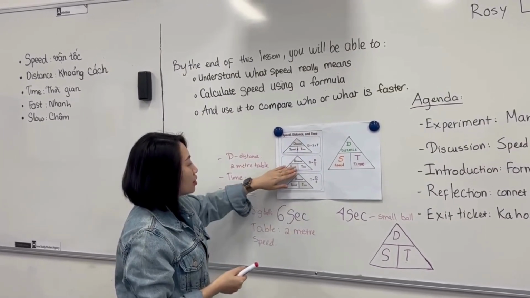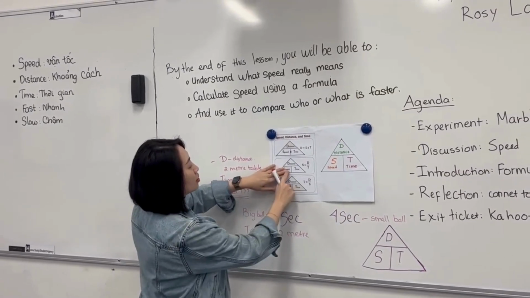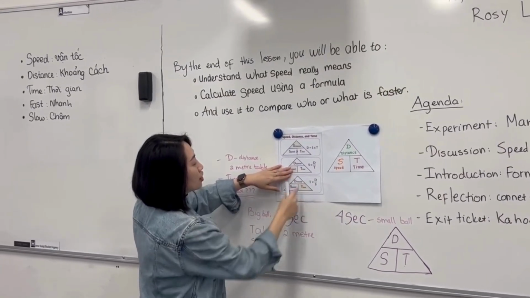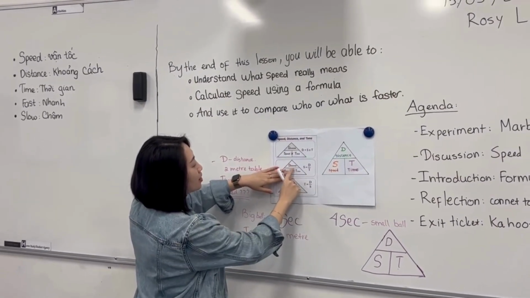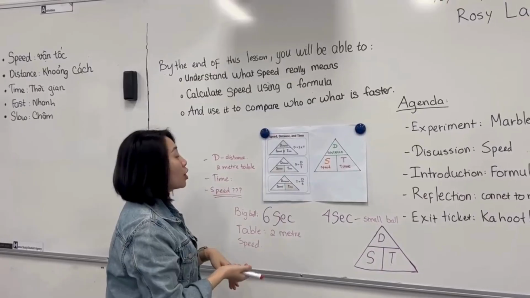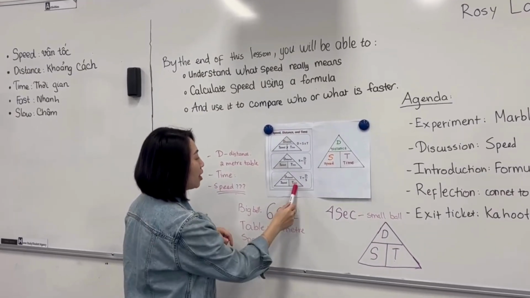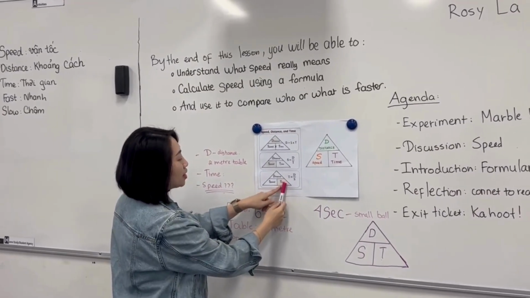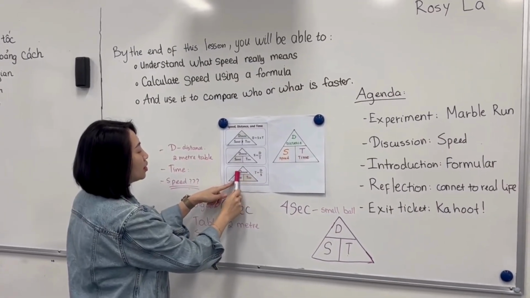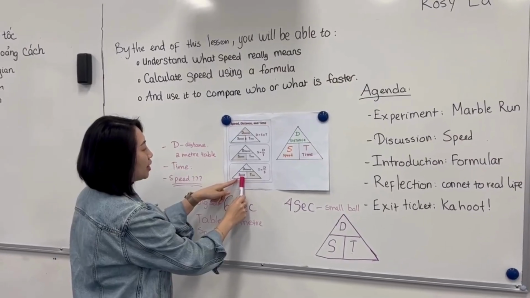However, if you want to find the speed, because distance is on top, time underneath, all we need to do is just divide, distance divided by time to get this formula to find out the speed. And when we want to find out the time, when the time stays here, the distance on top, speed underneath, all we need to do is just distance divided by speed.